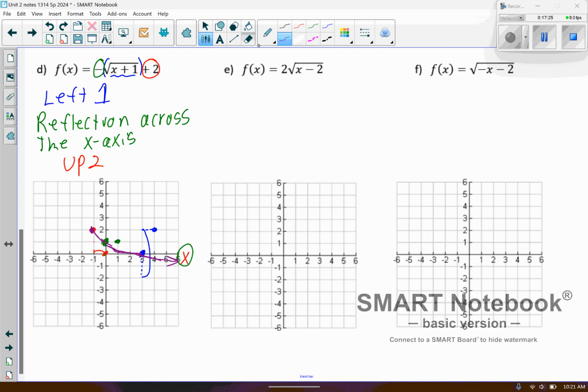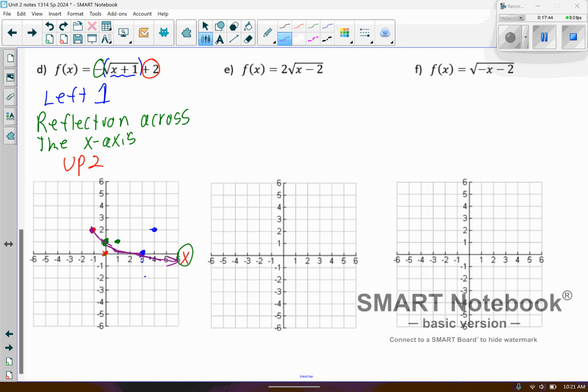All right, and let me get this stuff out of the way. There we go. So that's where those original 3 points were. And then we move things around, left, reflect, up 2. This is where we ended up.